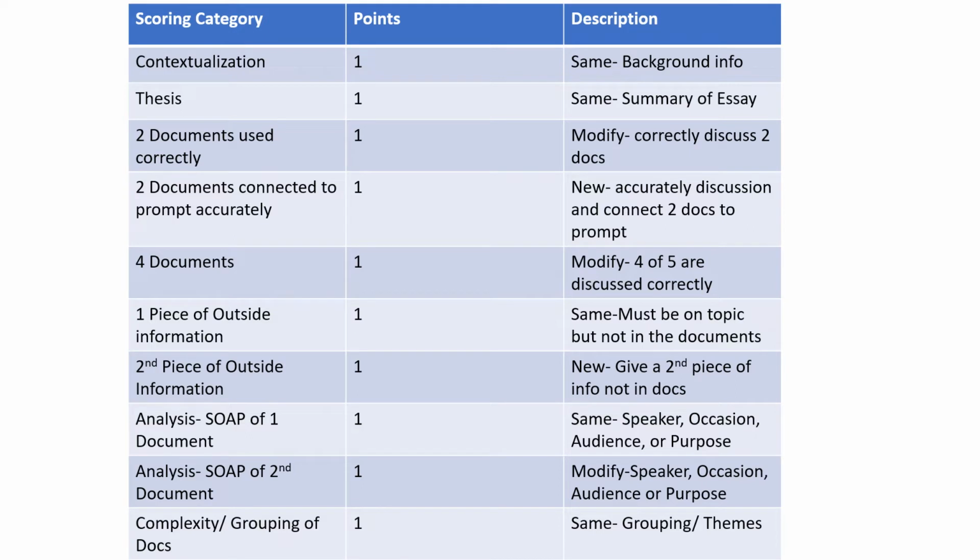So you're like, what does it mean by outside piece of information or additional piece of information? That's just something that wasn't covered in the documents, right? So it's something that relates to the topic directly, right? Remember, make sure it's not too far removed. It has to be directly related.